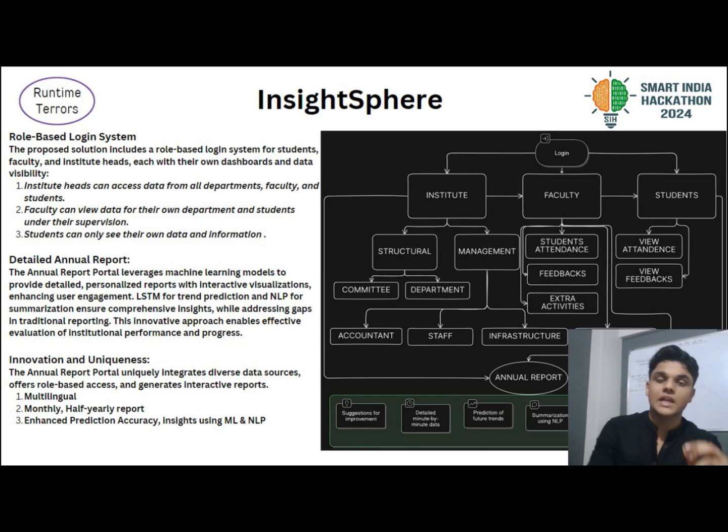For example, I've seen a lot of institutions publish their report annually. We are not here to just do it annually, we are doing it monthly also and half yearly, so that a student can frequently and very efficiently get the idea of how well he or she is performing over the period, over the month or over the half year. So that's what we are aiming.